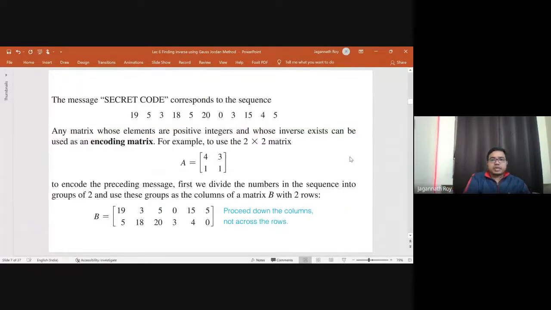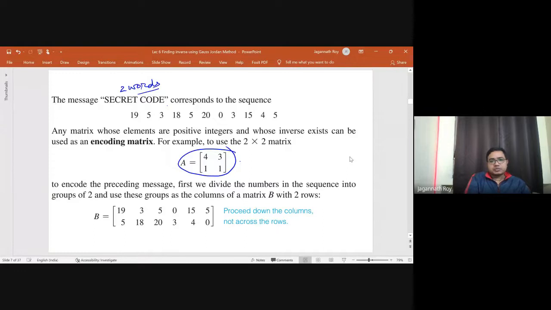Now, if we have this kind of secret code, so this is "secret", one space, that is 0, a blank space, and then another message. There is "code", one other word. So for this, what we actually need is a matrix, a 2 by 2 matrix, since we have two words.